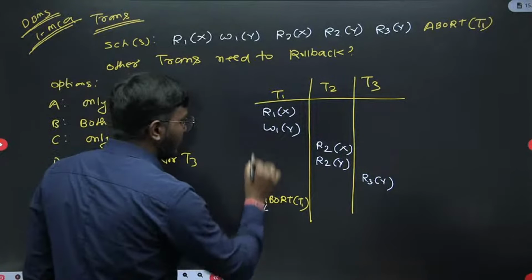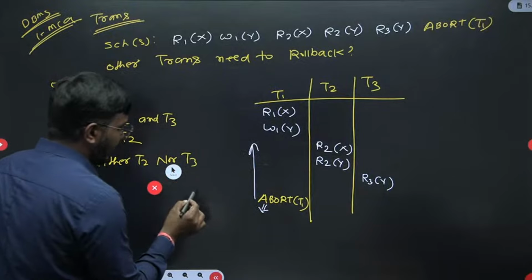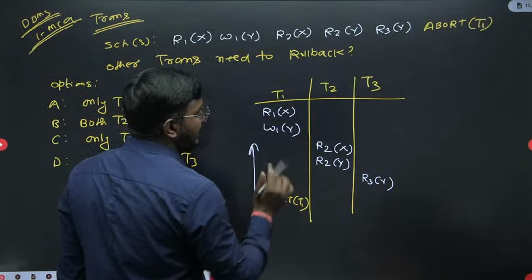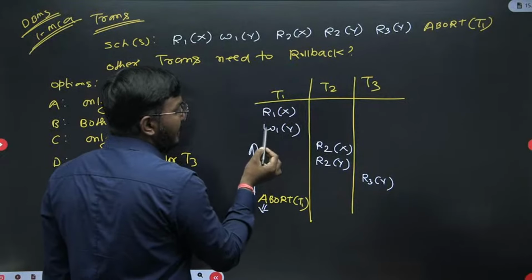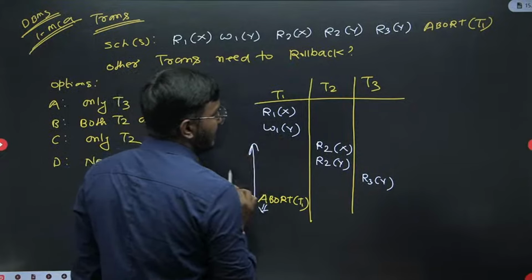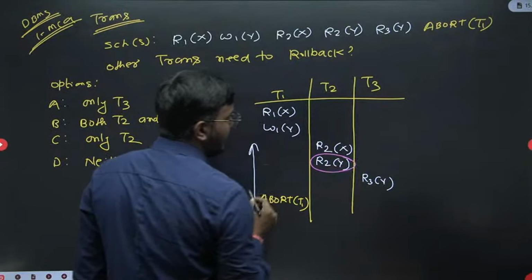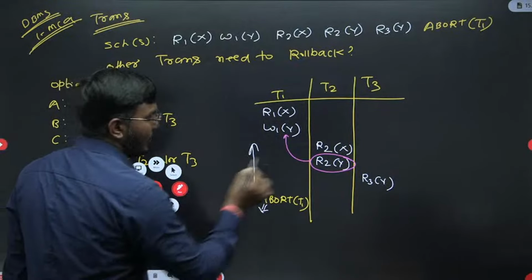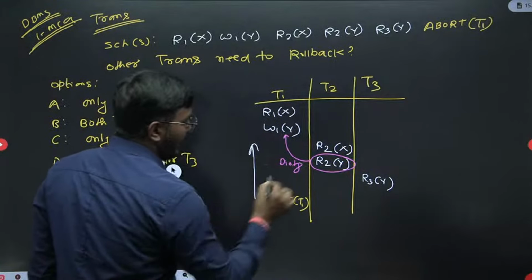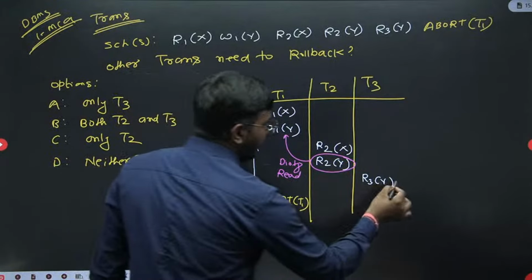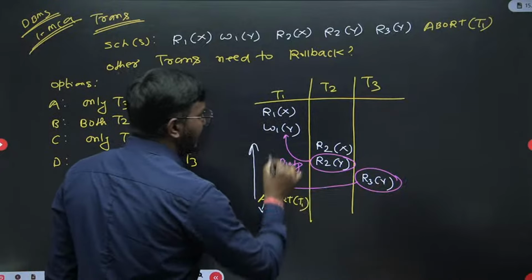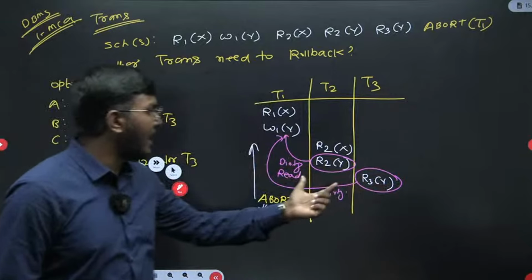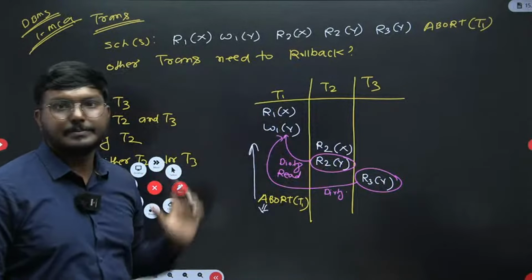Now see here. Because of this abort operation on this T1, if you observe carefully, we have one dirty read. This Y data item is written by the transaction T1, and after this operation, this T2 is reading this data item Y that is updated by this transaction T1. So here we have this dirty read. Similarly, this transaction T3 is also reading the same data item Y. We also have this dirty read in T3. Getting my point? Transactions T2 and T3 both are reading the data item Y that is updated by transaction T1. Understood?